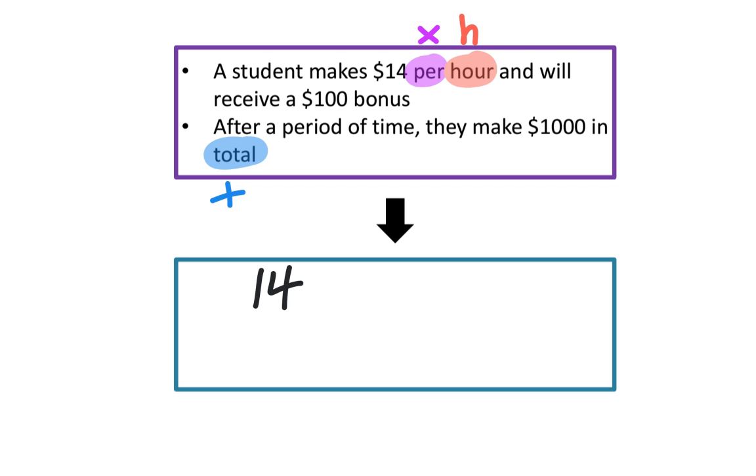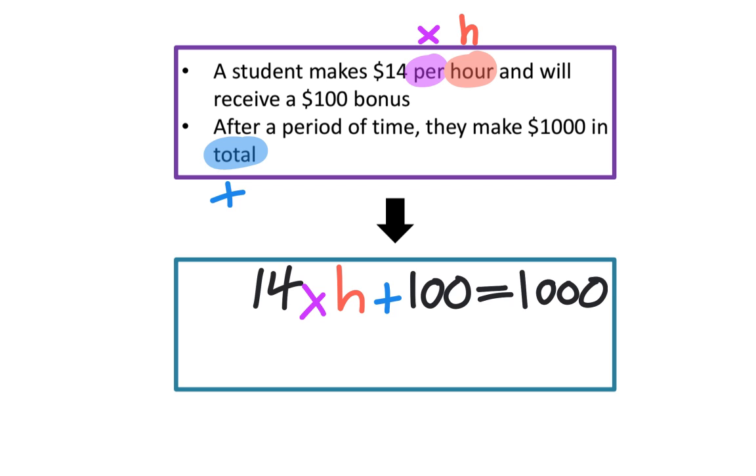14 multiplied by h. Since this is a total, I'm going to add an addition sign right over here. 100 is going to come next, and this is all going to be equal to 1,000. In other words, this student makes $14 per hour and then gets a $100 bonus. In total, they make $1,000.